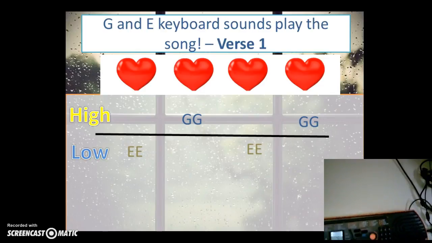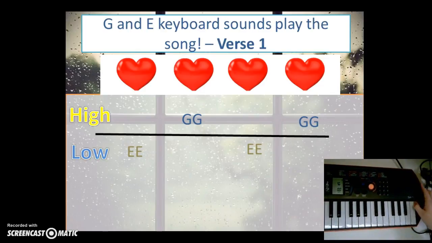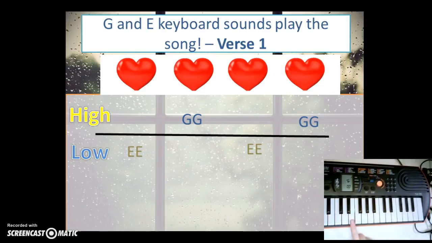And what that looks like on your keyboard looks like this. We have our E and our G here. So we would play with our middle and our pinky finger like we learned. E, E, G, G, E, E, G, G. So go ahead and try that on your own.